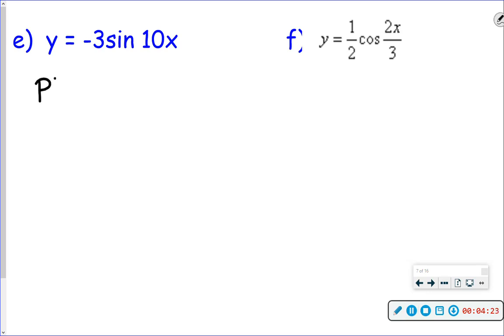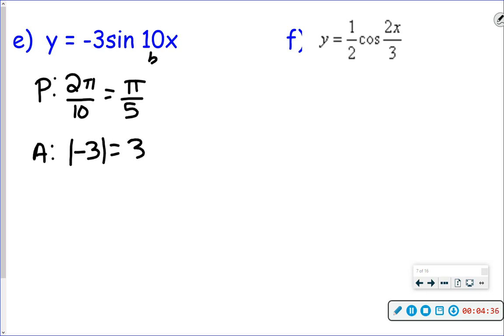Okay, period, 2 pi over b. b, of course, is our coefficient on x, and I'm going to reduce this down. Why are we practicing this so much? Because if we can't get the period and amplitude, there's no way we're going to get these graphs correct. And of course, the negative is just going to be your reflection.